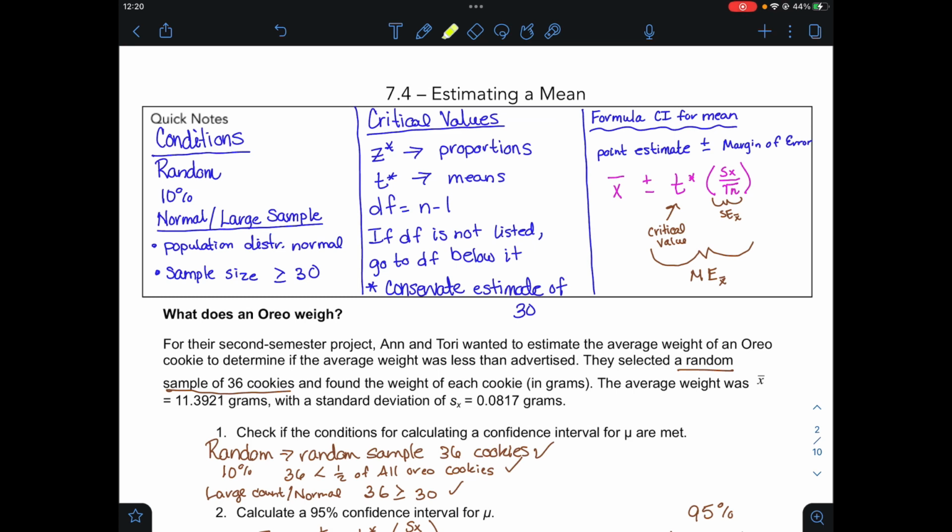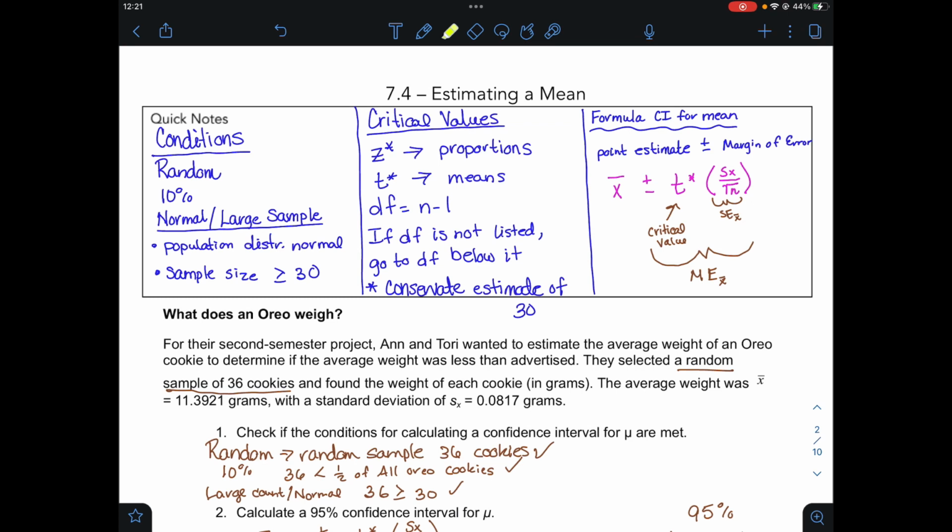Then we talked about critical values. Z is used for proportions. T is used when we talk about means. That's pretty simple to keep it that way. There are times when you can use Z for means if you're given some other things so that you're not having to estimate more than one item. That's why we're using T, because we're having to estimate more than one thing.